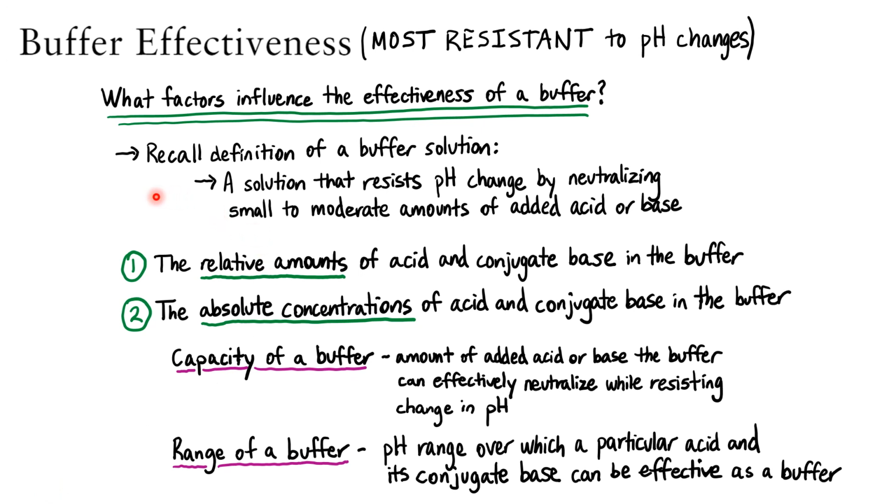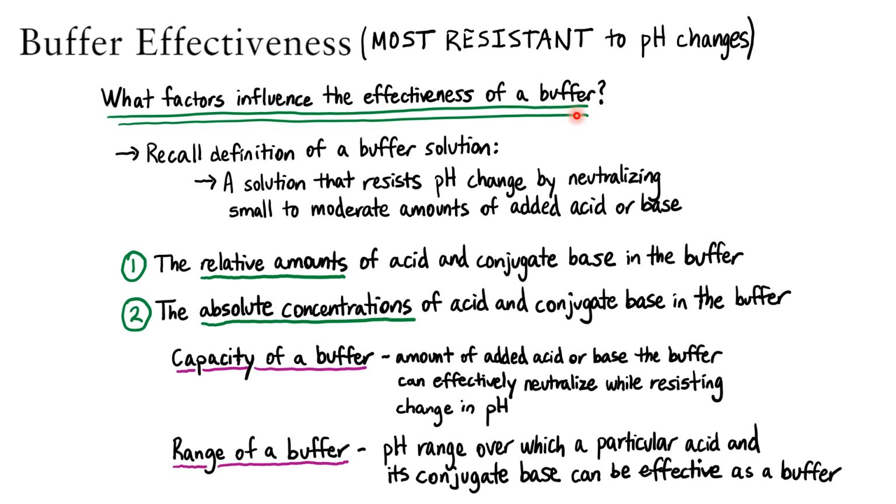All right, so I'm just going to start with what we talked about last time and do a little bit of a recap. You guys know I like to do this just to give an overview of what we talked about in our very last class. We talked about buffer effectiveness. So what factors influence the effectiveness of a buffer?